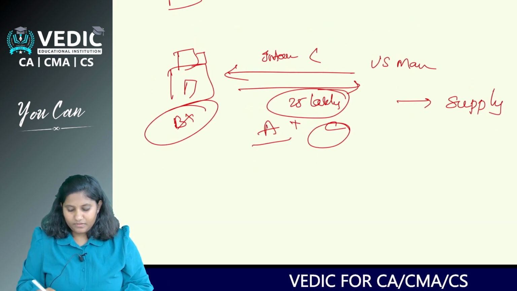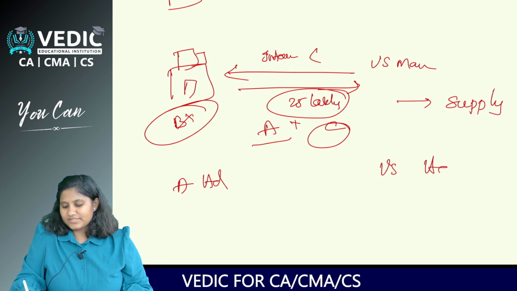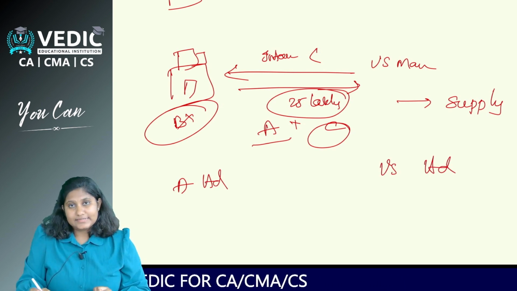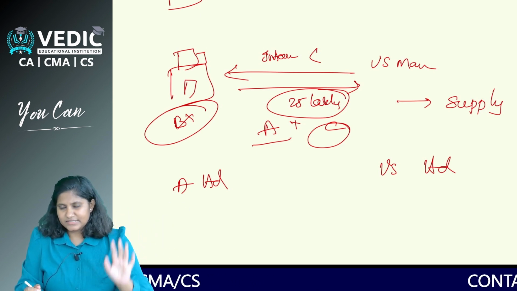Suppose some A Limited is there in India, and there is a US company. It wants software consultancy services, which are not available in India. So it asks the US Limited company to give it some consultancy services.